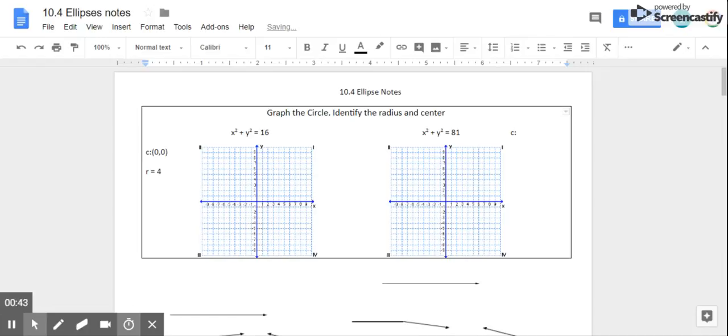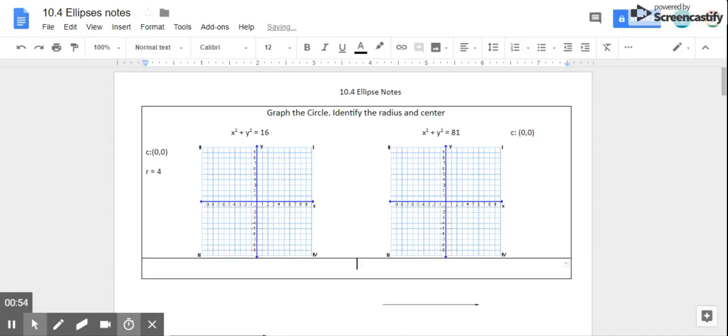Okay. So for the first one, you have a center of 0, 0, and then a radius of 4. So you're going to start at 0, 0, obviously, and go down to 4.